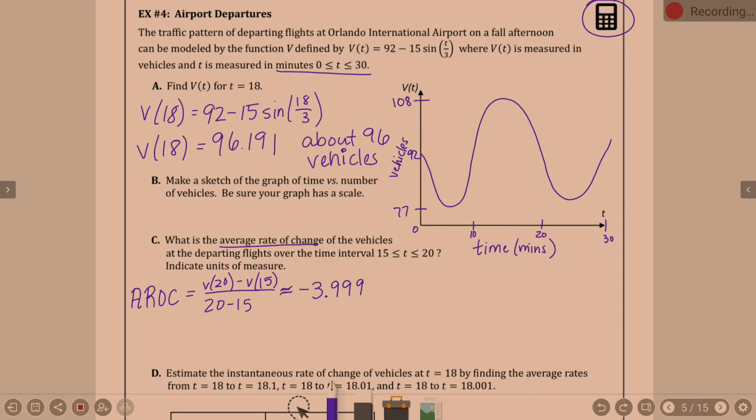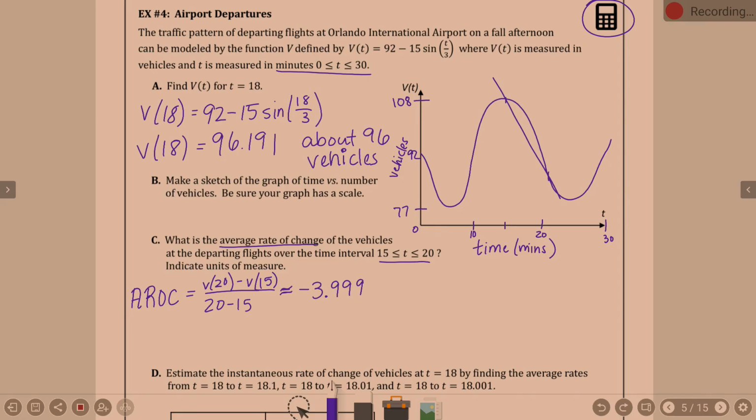Time interval 15 to 20. Well, this is estimating. The average rate of change, that's decreasing, isn't it? Because if you're going 15 to 20, basically it'd be finding the slope of that line right there, give or take. So that's what we just did for AROC: we found the slope of that line.